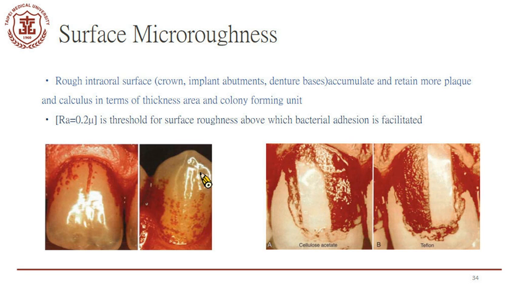So surface microroughness: rough intraoral surfaces, crowns, implant abutments, and denture bases accumulate and retain more plaque and calculus in terms of thickness, area, and colony forming units. There is a threshold for surface roughness above which bacterial adhesion is facilitated. So something above 0.2 micrometers.